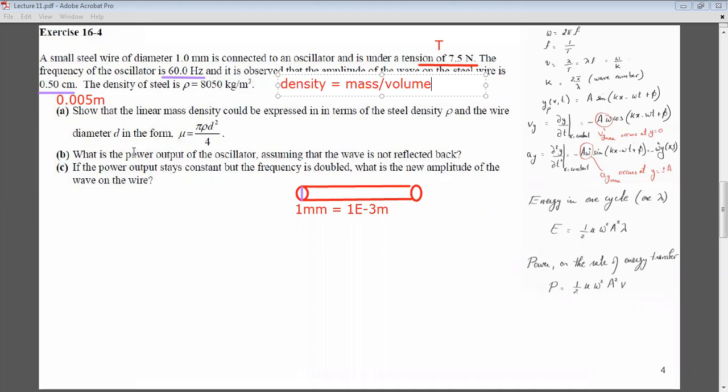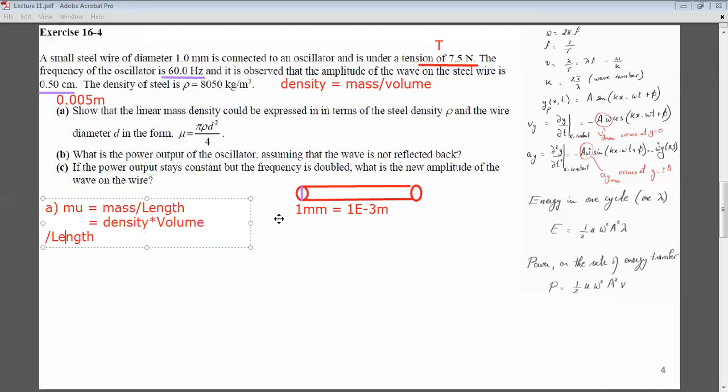Show that the linear mass density mu could be expressed in terms of the steel density rho and the wire diameter d in the form mu equal pi rho d square over 4. So we want to prove that this is how I can express my mu. Let's start. Mu is nothing but mass divided by length, right? But from the density I know that mass is density times volume. So it is equal to density times the volume of this wire divided by the length.